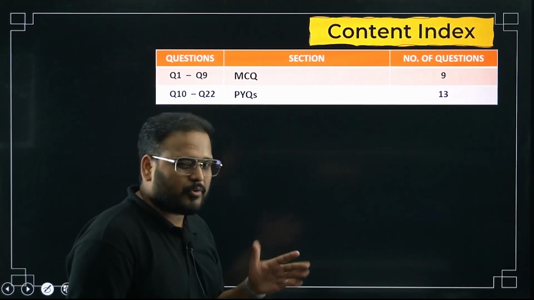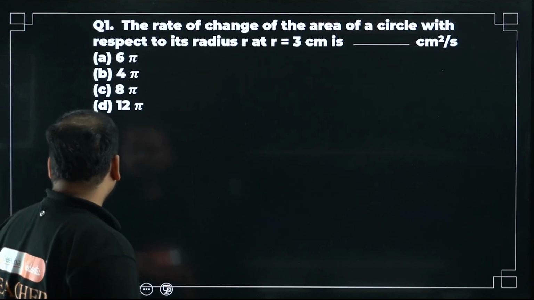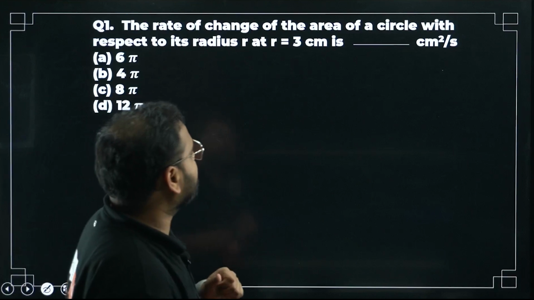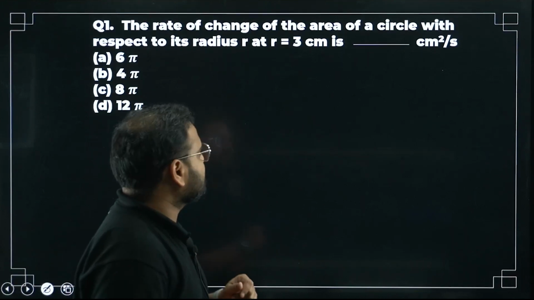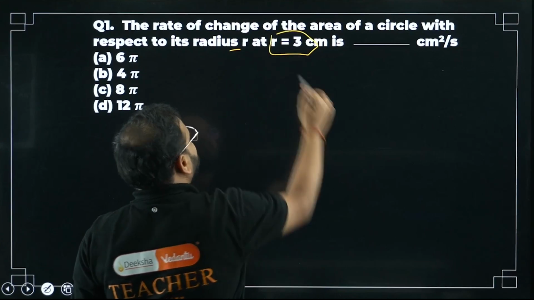Okay, so I thought 20 is there, but actually it is 22. Please have a look. Question number 1 is coming for all of you. Let's solve it. The rate of change of the area of a circle with respect to its radius at a radius r is given. When r is equal to 3 centimeter, they have given this as well.